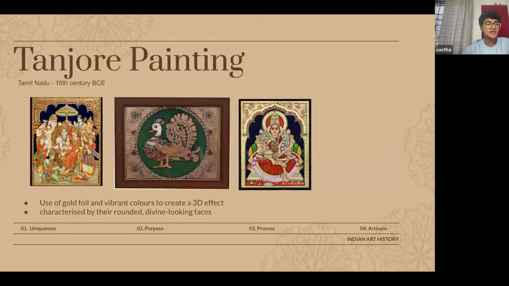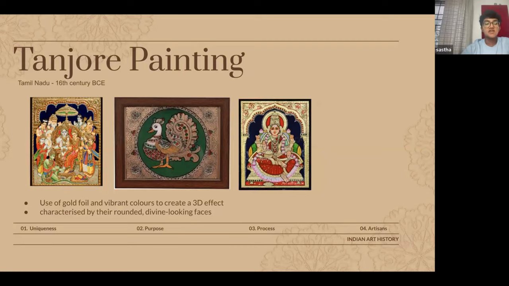Moving on to Tanjore painting. So Tanjore art, also known as Tanjavur painting, originated from the town of Tanjavur in Tamil Nadu. During the reign of the Chola dynasty in the 16th century, this art form evolved under the Maratha rulers, Nayakas of Tanjavur, and later on the British colonial rulers, who admired its intricacy, beauty, and elegance.